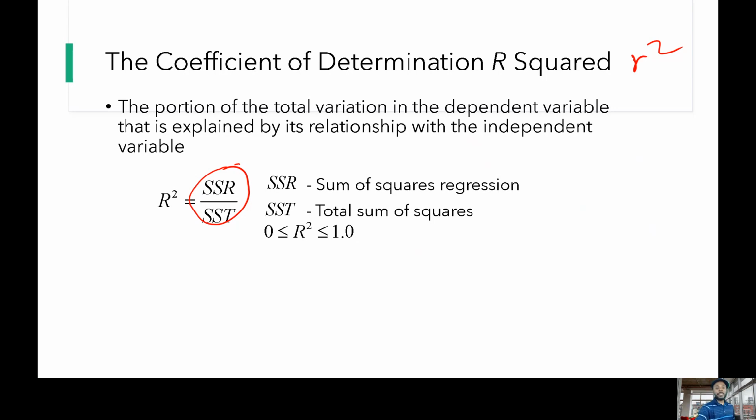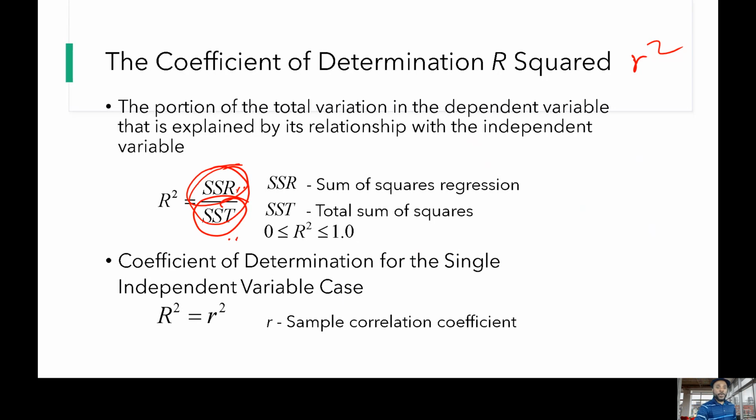But I'm just putting this in case I give you a table where you have SSR and SST, and I ask you to find R squared. It's SSR divided by SST. Okay, so R squared is the correlation coefficient squared, the square of the correlation coefficient. That is R squared, and R squared measures the goodness of fit.